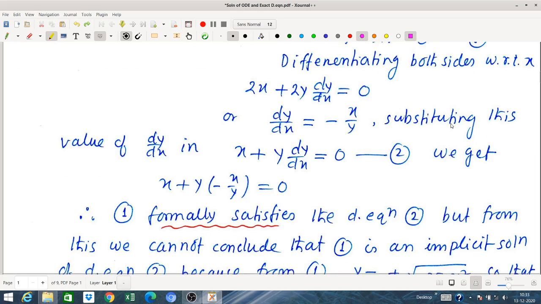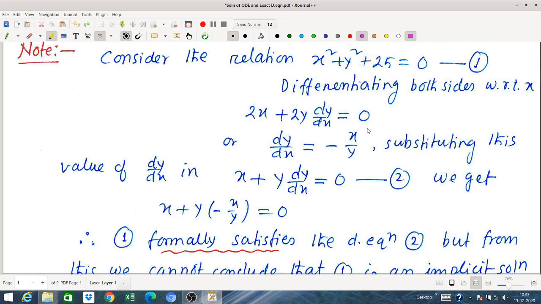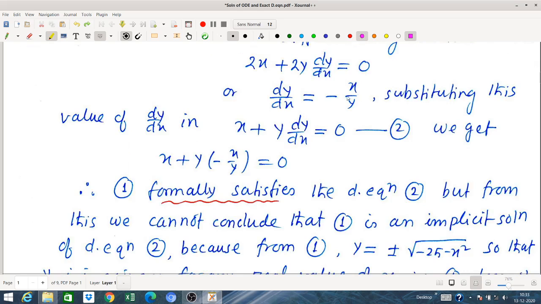Substituting this value of dy by dx in the differential equation x plus y into dy by dx equal to 0, this is the differential equation, and putting the value of dy by dx as minus x by y here, you will get x plus y into minus x by y, which means y cancels, x minus x is 0. That means we get 0. So from relation number 1 we have got this differential equation, or this relation number 1 satisfies the differential equation number 2. So relation number 1 formally satisfies the differential equation number 2.